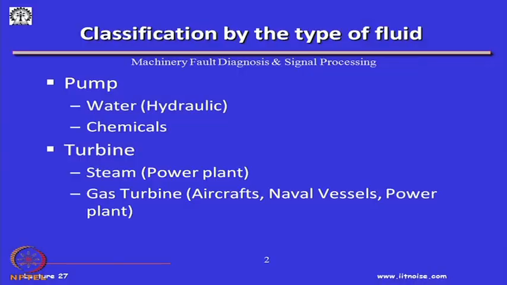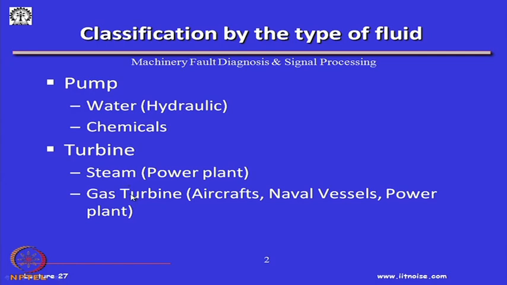Another important machinery which we will study in this course are turbines. Usually, turbines, again by the type of fluid, have two types. One is the steam turbine, which is there in almost all the land based thermal power plants in our country. Of course, we have the hydel power plants, where we have hydro turbines like the Kaplan or the Francis turbine, or even sometimes the Pelton wheels. So, we will briefly talk about the hydraulic turbines as well.